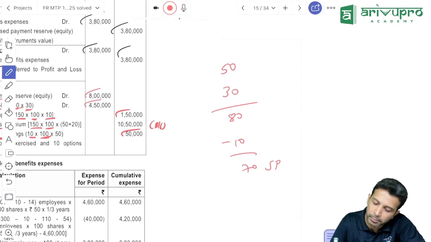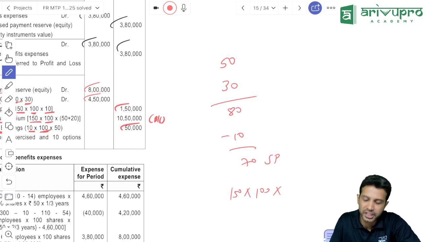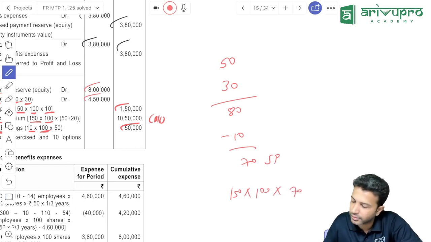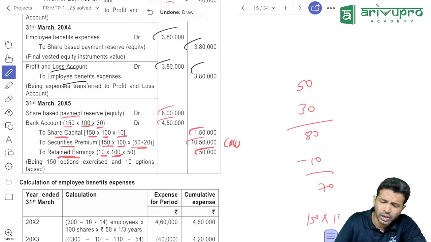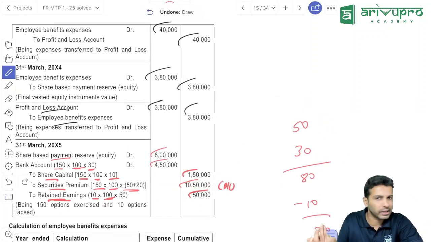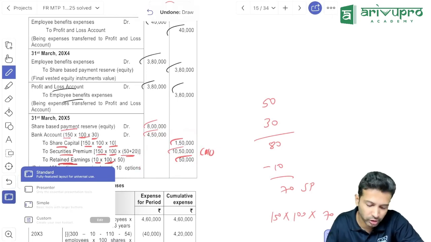How many employees? 150 employees have purchased the shares. Each of them can buy 100 shares. So the premium element is 70 per share. So 150 into 100 into 70, if you do, you'll get 10,50,000. Like that you can calculate, or get it simply as a balancing figure, your choice. One you can calculate, and the last one you can get as the balancing figure. It's not necessary that you calculate everything. That's all this question is about.